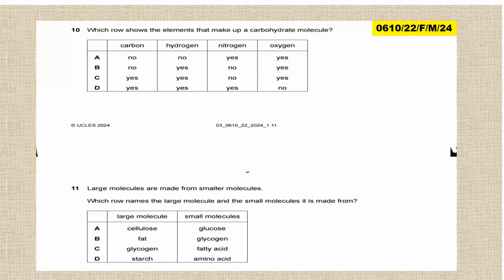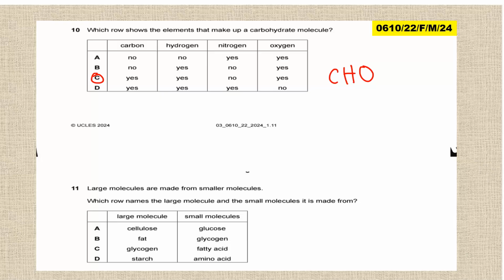This is paper 2, variant 2, 2024, that is February/March. Which row shows the elements that make up a carbohydrate molecule? So carbohydrate is made up of carbon, hydrogen, oxygen. Where there's carbon should be yes, where there's hydrogen yes, where there's nitrogen no, then oxygen yes. So this is the answer.